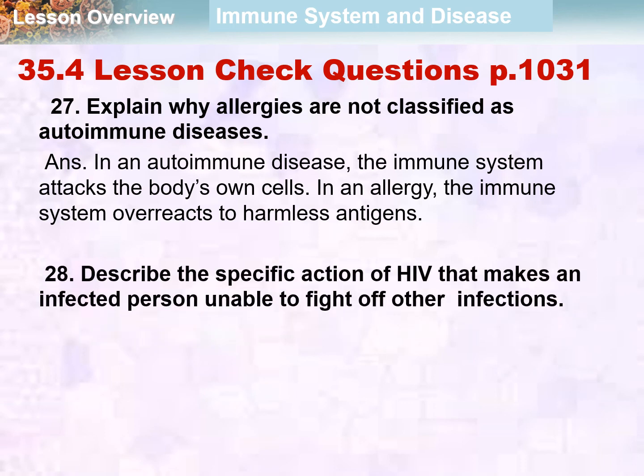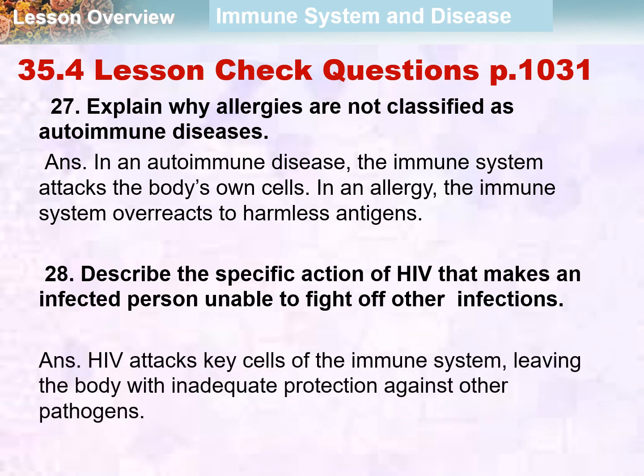For our last question, number 28. Describe the specific action of HIV that makes an infected person unable to fight off other infections. The answer is, HIV attacks key cells of the immune system, leaving the body with inadequate protection against other pathogens.